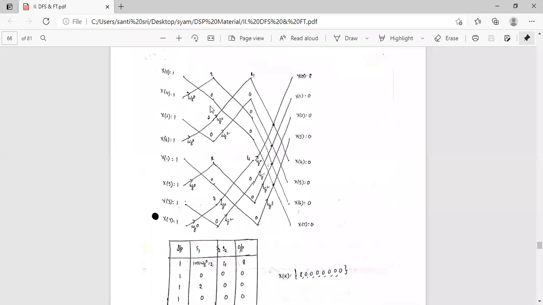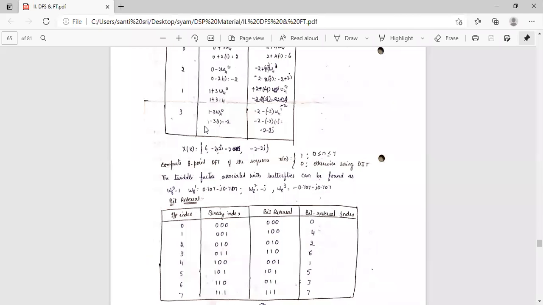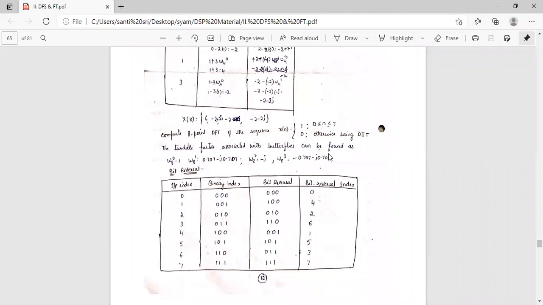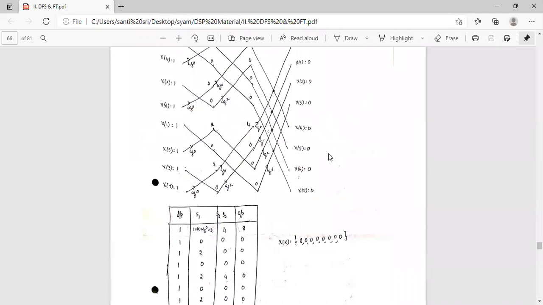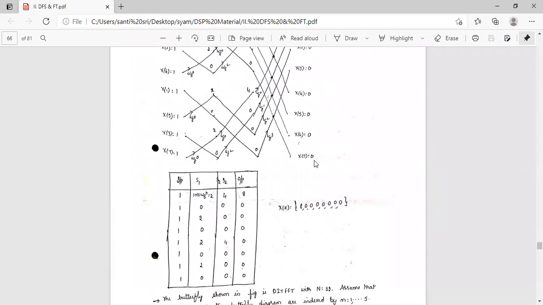W equal to 0, then W equal to 2. So here these values are already given. X of n is given as 1 for 0 less than or equal to n less than or equal to 7. So for all values, the x of n value is 1 only, so all are ones. The stage 1, 2, 3 outputs are like this. You can calculate the values as X of 0 equal to 8, and the remaining are all zeros.